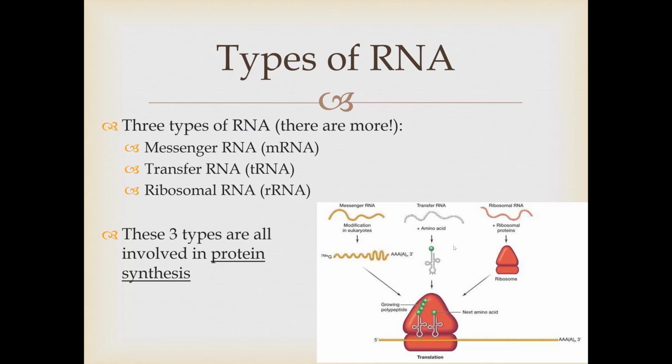But typically the messenger RNA is carrying the message from DNA out into the cell. The transfer RNA is helping to transfer amino acids in to make the protein, and the ribosomal RNA actually forms the structure that makes the protein.